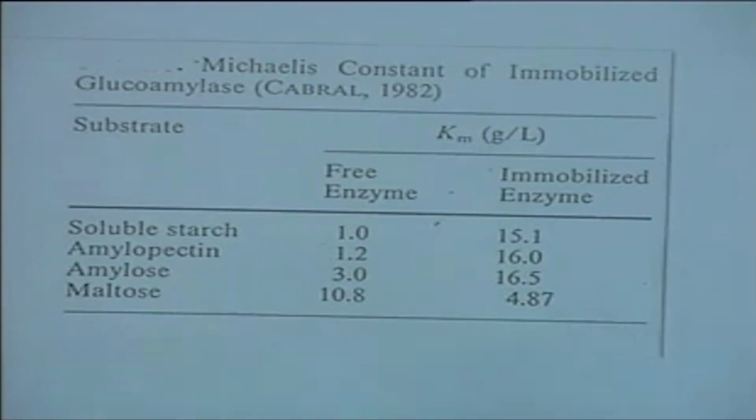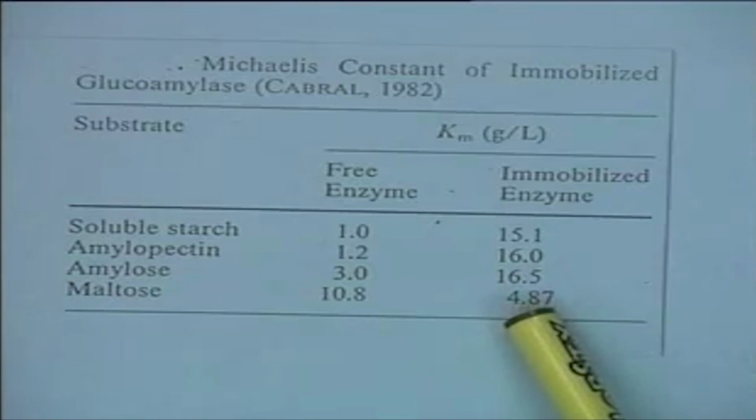Basically, this also gives you a feature that the molecular weight of the substrate can also influence the partitioning effect, because maltose being the smallest molecular weight substrate here, it can easily and freely pass through to the carrier particle, and thereby one can achieve a much lower Km value compared to the soluble one.